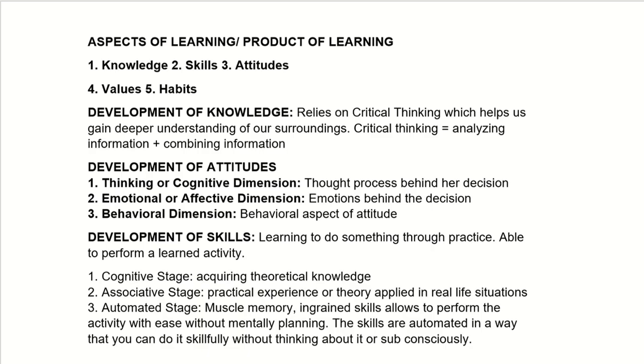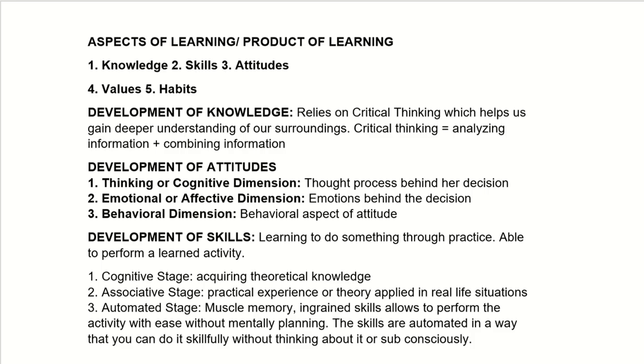Moving forward, we go to the aspects of learning or the product of learning. We've already seen what the products of learning are. Now we will go in depth. So there are 5 products of learning. First is, of course, knowledge. What do we achieve because of learning? Of course, we get a lot of knowledge.